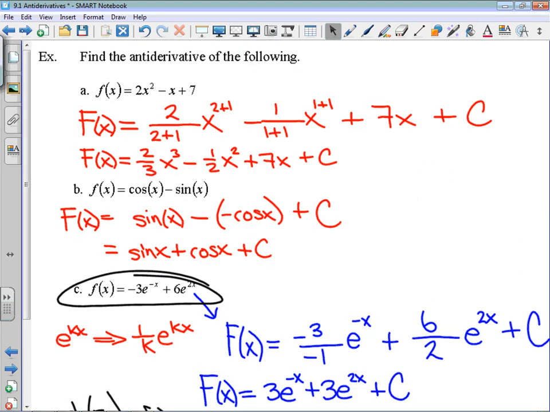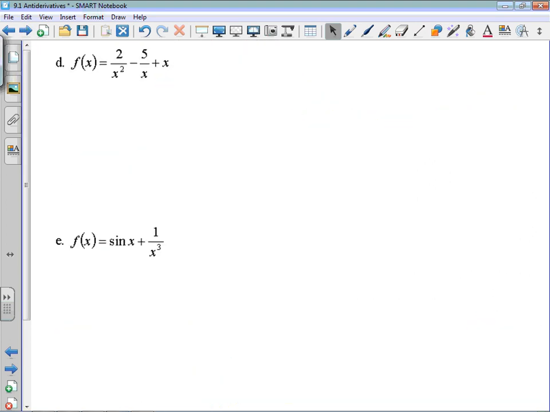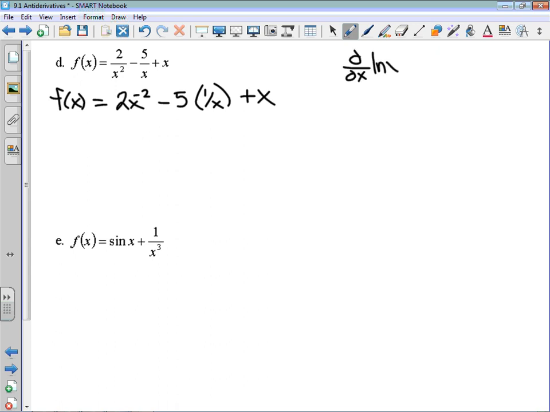Very similar to when we did derivatives, it is a massive benefit to rewrite these, except for one of them, with negative exponents. I'm going to write this as f of x is 2x to the -2 minus 5 times 1 over x plus x. And the reason that I want to do that is because if we look at 1 over x, the derivative with respect to x of ln x is equal to 1 over x.